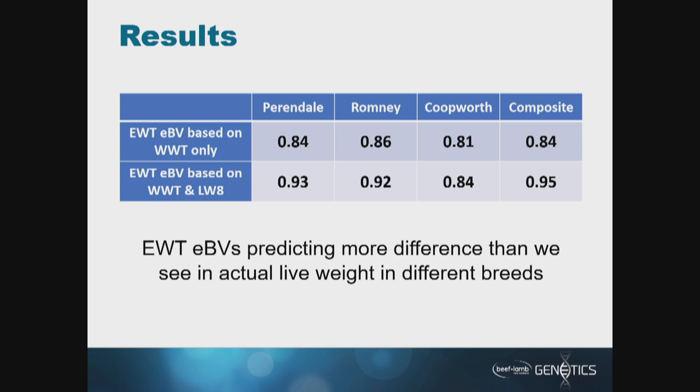If we then look at the same slope across breeds, again we've got slopes less than 1, which means that in the different breeds there is an over prediction. So the ewe weight BVs calculated early in the ewe lamb's life are predicting a greater difference than is actually seen when those animals grow up and are weighed.